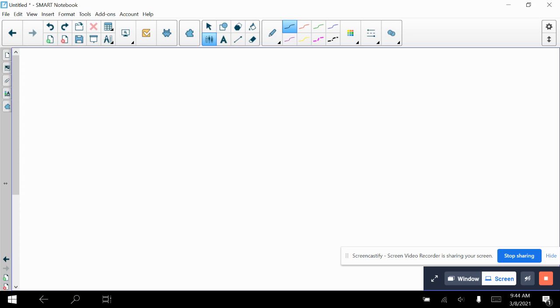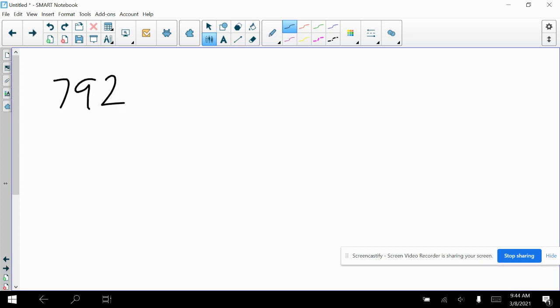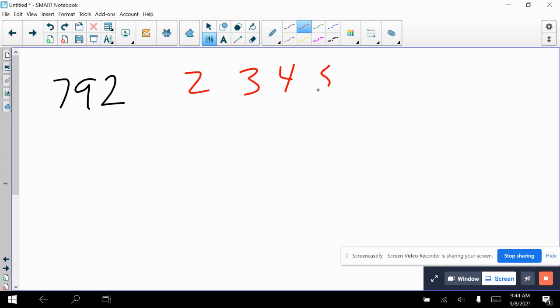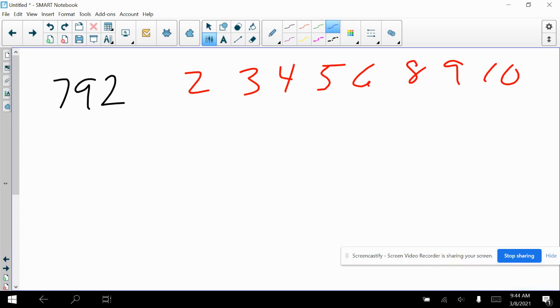All right, let's try some examples. So this is what it would look like. Let's try 792. What this would look like is we have a 2, a 3, a 4, a 5, a 6, an 8, a 9, and a 10. If you need to glance at your rules, you can. Is 792 divisible by 2? Yes, why? Just yell it out. Even number at the end, right?